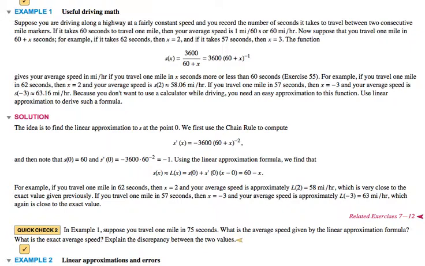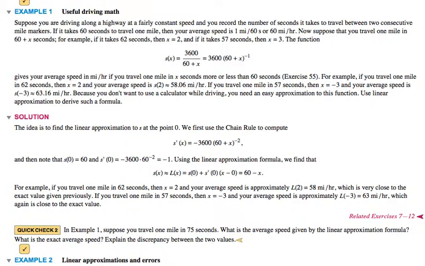Using the linear approximation formula, we find that s of x is approximated by L of x, which is 60 minus x. So if we travel 1 mile in 62 seconds, then x is 2, and our average speed is about 58 miles per hour, which is really close to the exact value. If you travel 1 mile in 57 seconds, then x is negative 3, and your average speed is L of negative 3, or 63 miles per hour, which again is really close to the exact value.